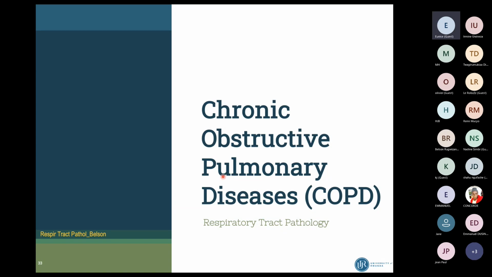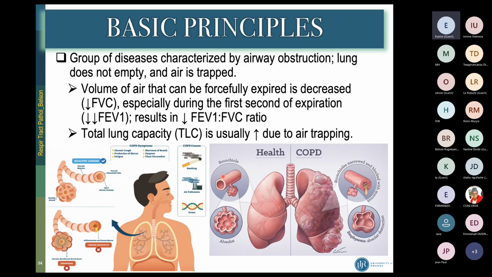So chronic obstructive pulmonary disease, izi ni indwara zifata abantu zituma guhumeka either kwinjiza umwuka cyangwa kuwusohora cyane, bikaterwa n'impamvu zitandukanye nk'uko tubibona. So this is a group of diseases characterized by airway obstruction. Lung does not empty and air is trapped. So the consequence is that the volume of air that can be forcefully expelled is decreased. This is what they call forced volume.